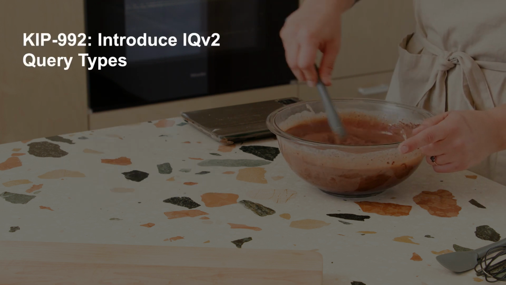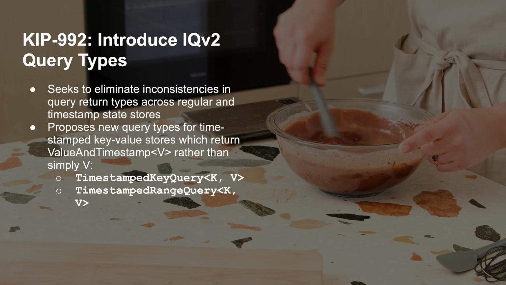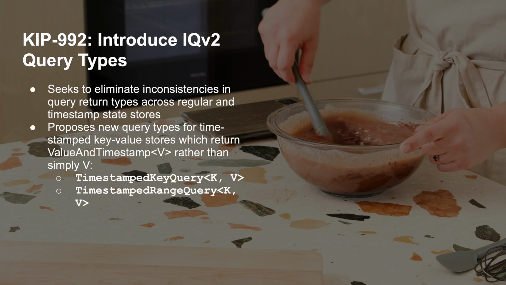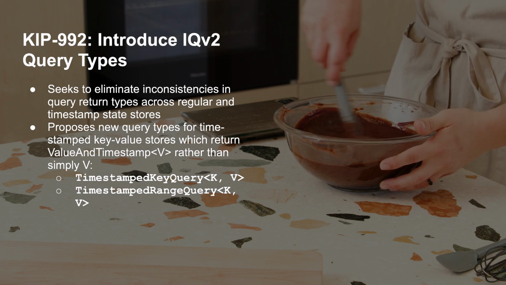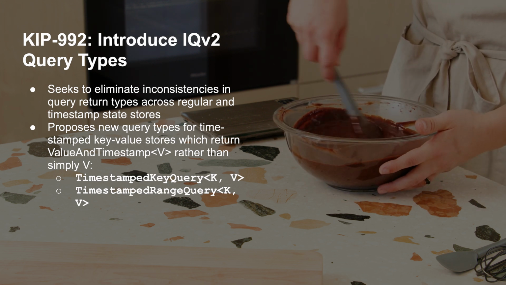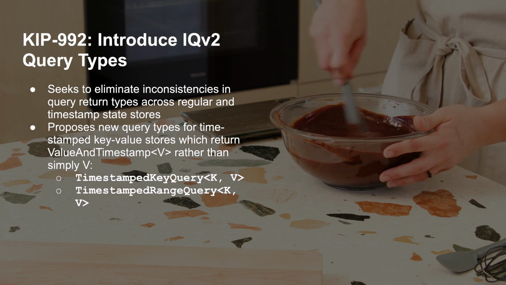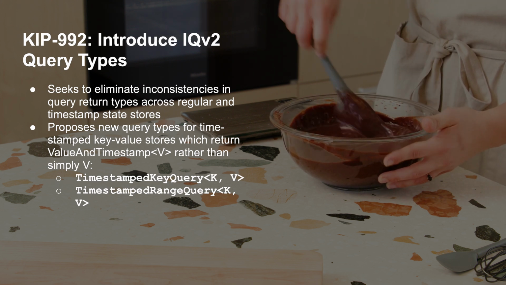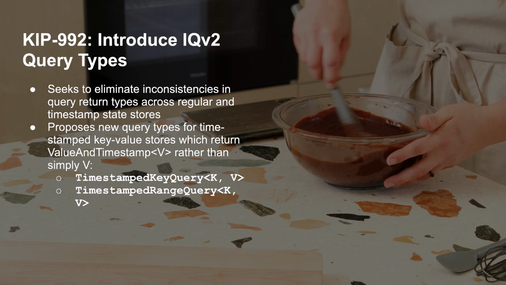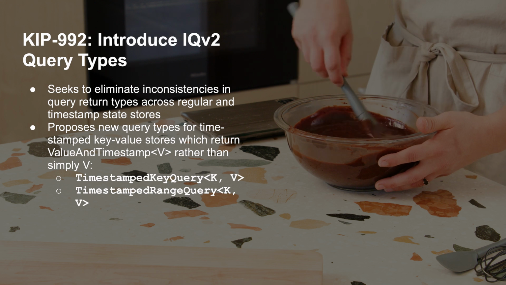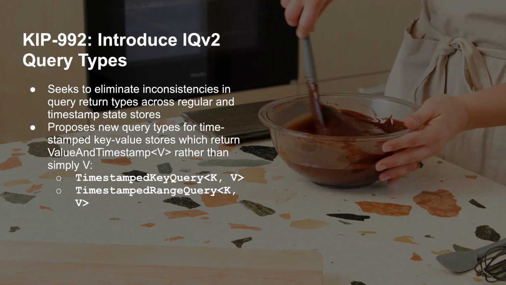And rounding out the Kafka Streams updates is KIP 9.9.2, which proposes a new query type specifically for timestamped key value stores. Ultimately, this change eliminates inconsistencies across queries by allowing queries of regular stores to return just the value, and queries of timestamp stores to return a value and timestamp object. In addition to KIP 9.9.2, a number of other improvements have been made to interactive queries in this release, including KIP 9.6.0, KIP 9.6.8, and KIP 9.8.5.